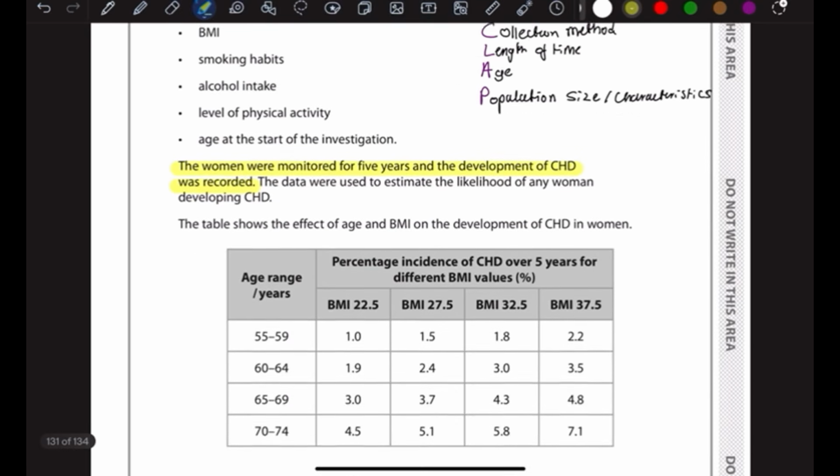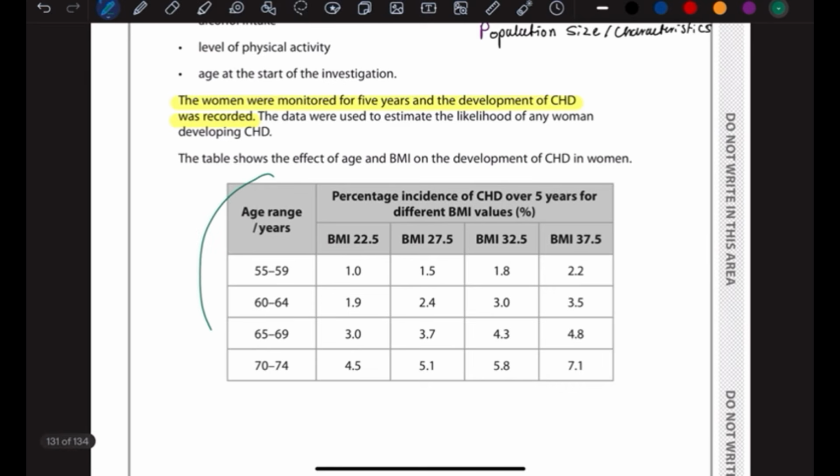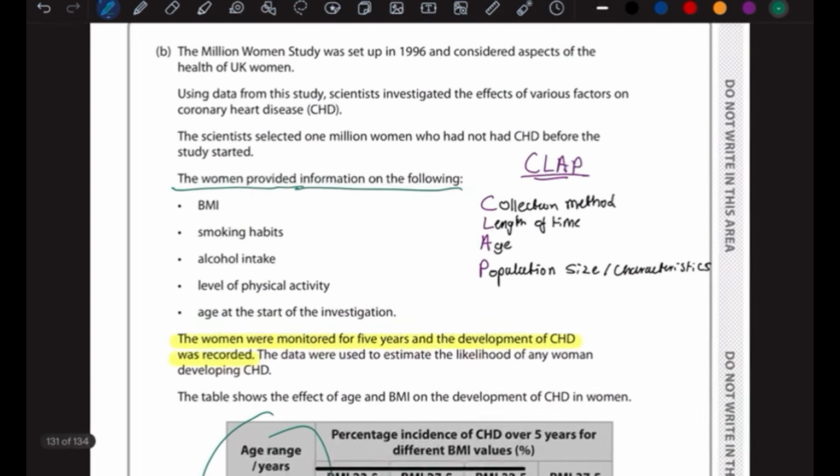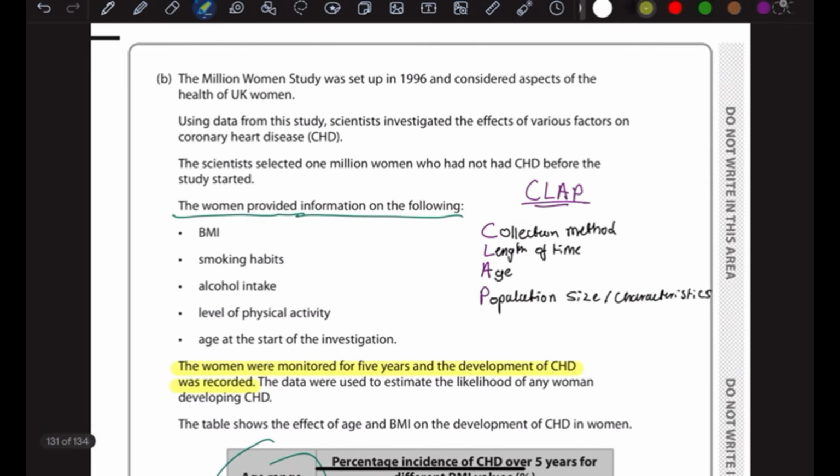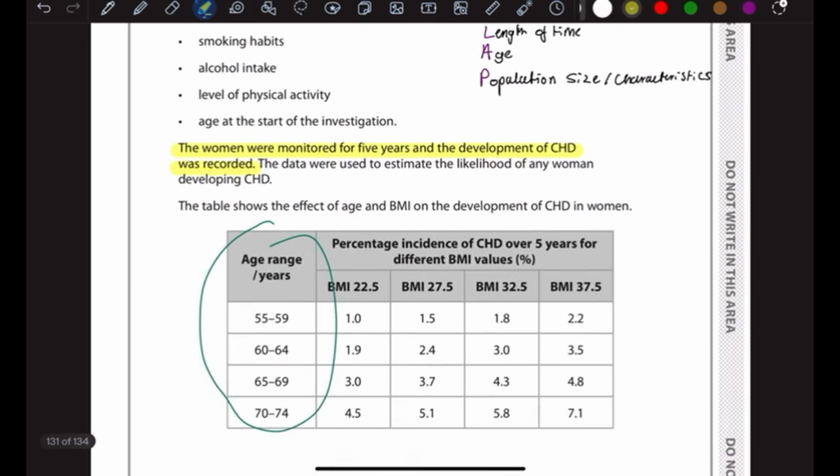Let's think about age. We have this in the table here. Our age range is all of that. So 55 to 74. We're going to store that in the back of our heads as well. That's going to become relevant a bit later. Let's look as well for the population size or characteristics. Well, again, coming through the text, I can see, let's highlight it. They selected 1 million women who had not had CHD before the study started. So we're looking at 1 million women, and the characteristic is that they do not have CHD. Those are all things that we've combed through this text and we can put into our answer. Yeah? Really, really important that we do that.